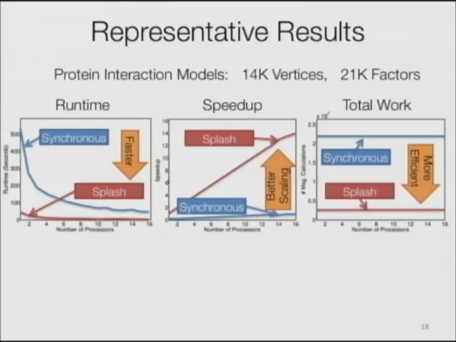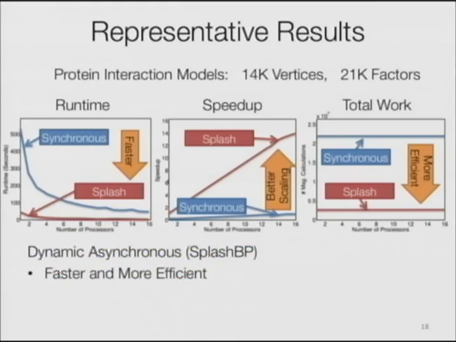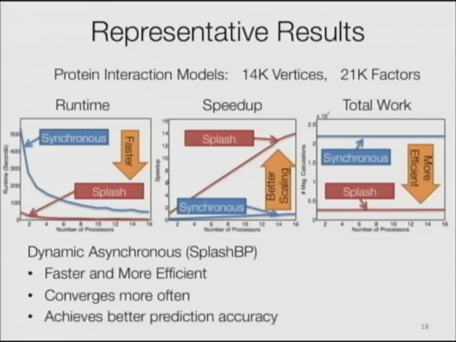In general, the splash primitive allows us to substantially reduce the amount of work required to achieve an accurate answer. In addition, there are some neat side effects: we get faster, more efficient convergence. It converges more often, and we're able to achieve better prediction accuracy.